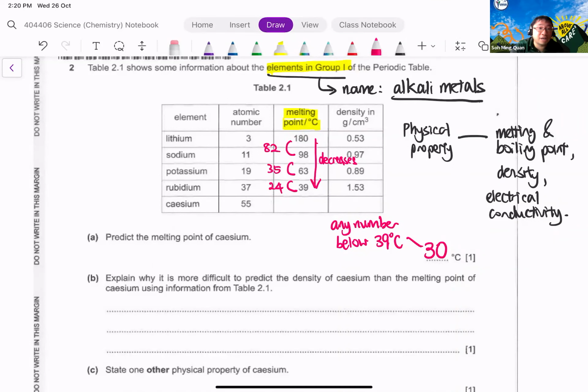All right, and that's why I suggest something like 30, something reasonable. Don't give me minus 100 and expect me to think that it's logical. It's not logical because the difference between the melting points is getting smaller and smaller.